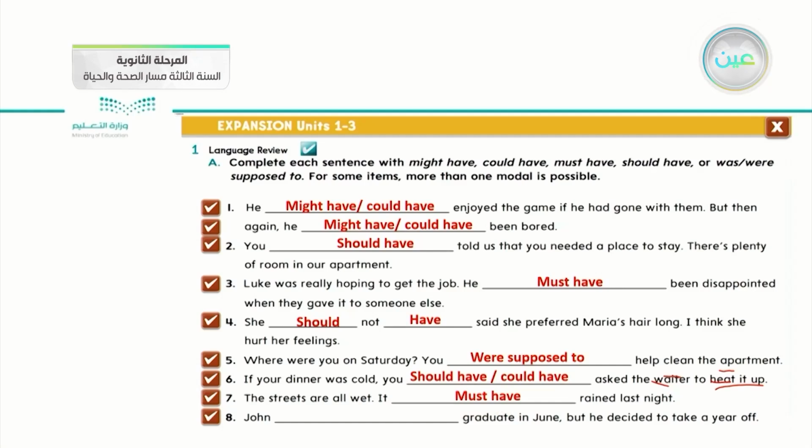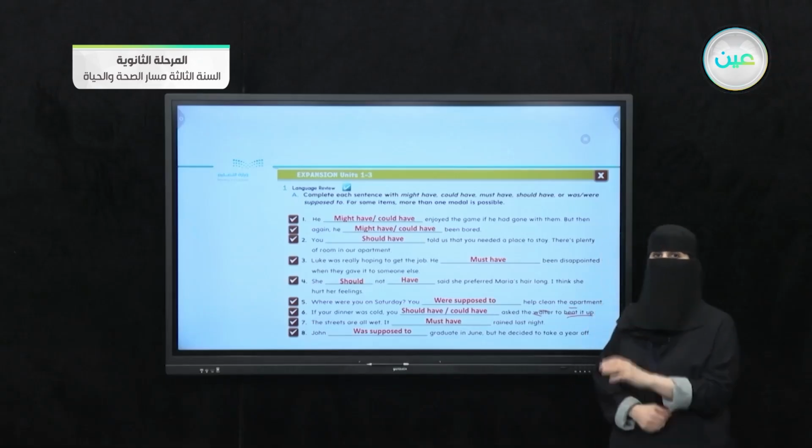The last one, John, space, graduate in June, but he decided to take a year off. So what do you think it is? John was supposed to. Because John, as the subject, is singular, we can use was with it. Was supposed to.